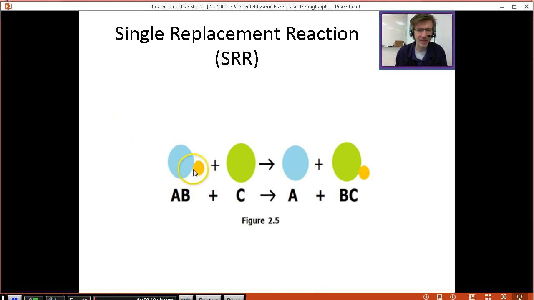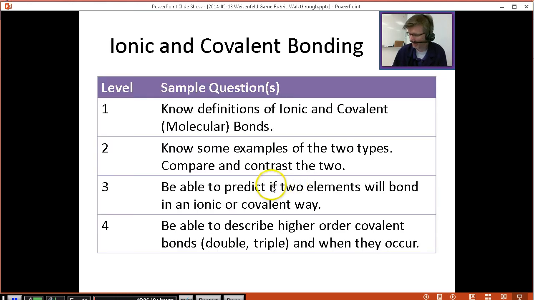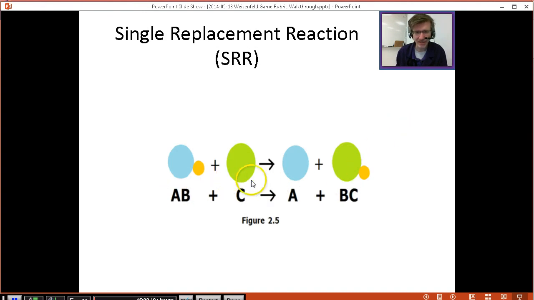You've got A and B, two elements stuck together. You throw in an element C. What happens then is element C, which is green, kicks off A, and now B and C are together, and A is by itself. That's kind of just a basic picture of a single replacement reaction. That's what we're talking about in that case.